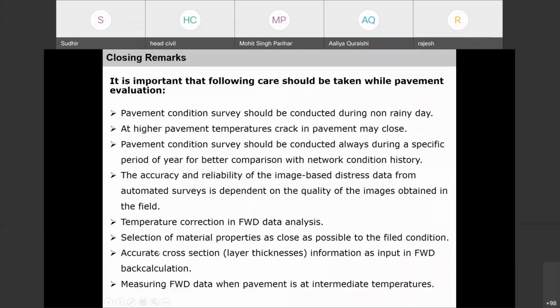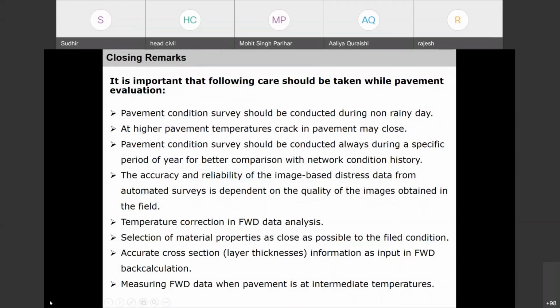Then in your analysis, you should select material properties to be as close as possible to the field condition. And also, when you're performing non-destructive tests, or analysis of a non-destructive test, you need to understand that your analysis is only accurate if you have accurate information about your cross-section, right? For example, if you are analyzing FWD data, your analysis will be accurate only to the extent of the accuracy of your cross section, right?